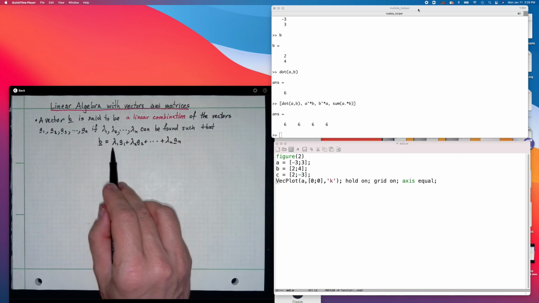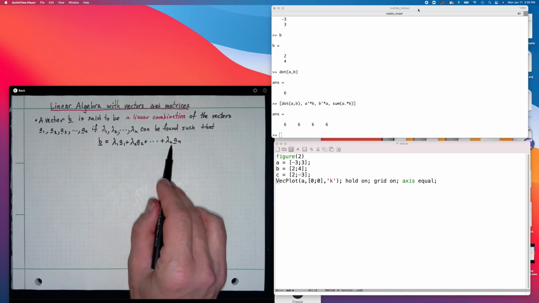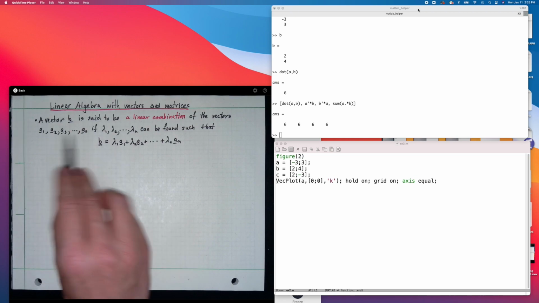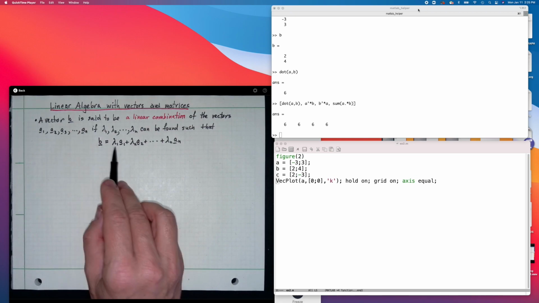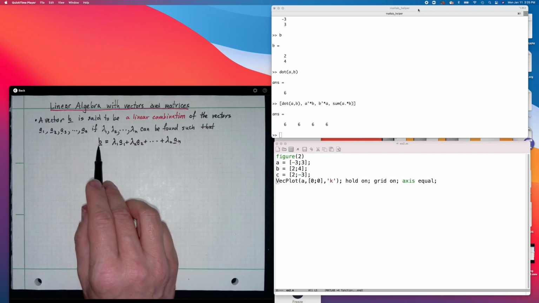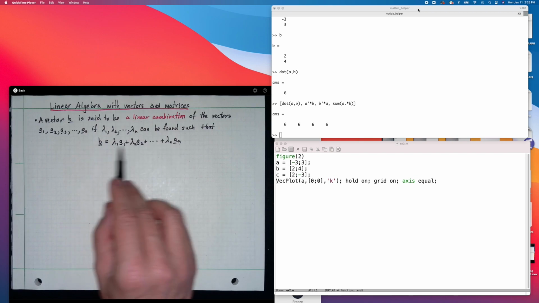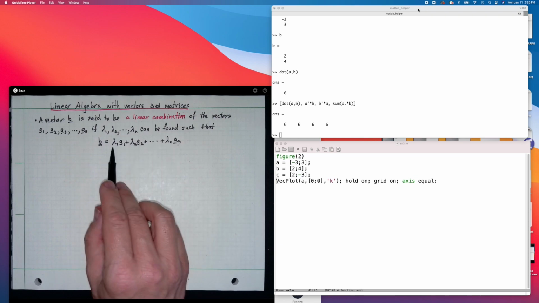If we can find these scalars, lambda 1 through lambda n, to scale the set of vectors a1 through an such that they can be added up after being scaled to reconstruct the vector b, then we say that b is a linear combination of the vectors A1 through AN.